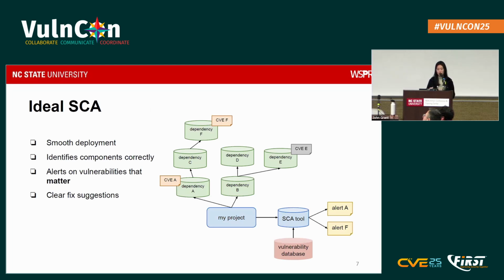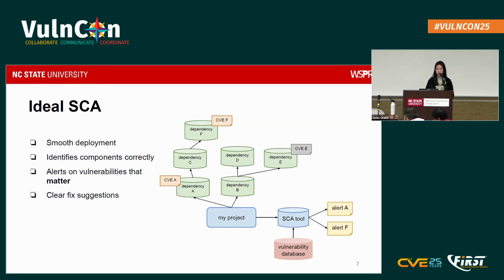The first one being, I think, an ideal SCA tool should be deployed smoothly. You don't want to have to go through too many configurations or set up challenges for it to integrate smoothly into your development pipeline. The second thing is it should identify components correctly. Depending on the language or ecosystem the library is in, dependency trees can grow really, really large. So you want a tool that identifies components correctly, because you wouldn't want the tool to identify like a ghost dependency and telling you there's a vulnerability in that.